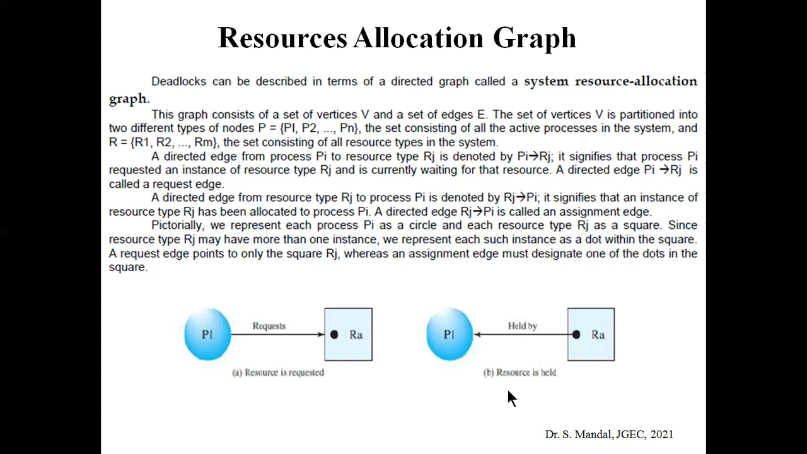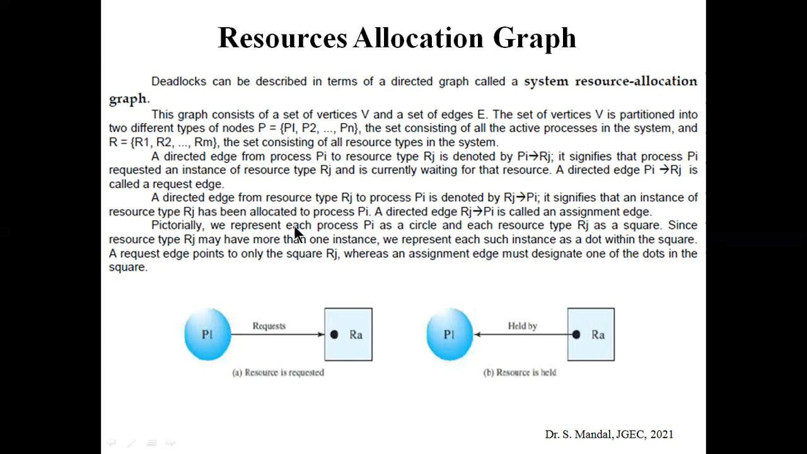So, you can see that P denotes the process, so it consists of P1, P2 up to Pn processes, and these processes are denoted by circular nodes, whereas another type of vertex is known as resources, and resources are denoted by rectangular nodes. Okay. Which are defined by R1, R2 up to Rm. So here we consider that there are n processes and m resources.